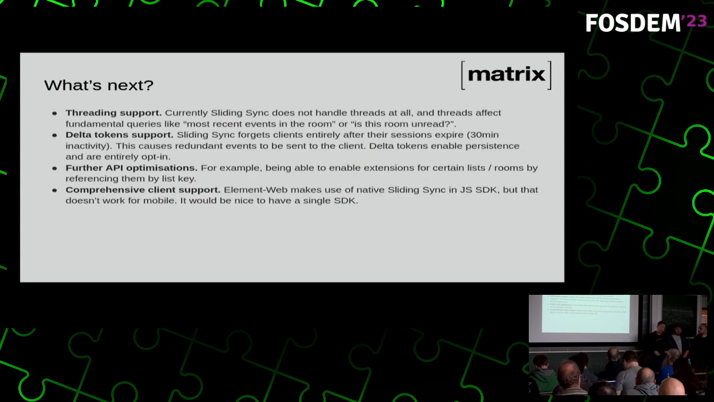In terms of what's next, we need to add threads, because there's no threading support at all in sliding sync. And threads obviously only reasonably recently landed and were enabled everywhere. Threads is complicated because threads changes fundamental answers to questions like, is this room unread? Because normally you could just be like, well, what's your read marker? What's the most recent event? OK, it must be unread. Whereas now you could have scenarios where the most recent event in the room is on a thread.